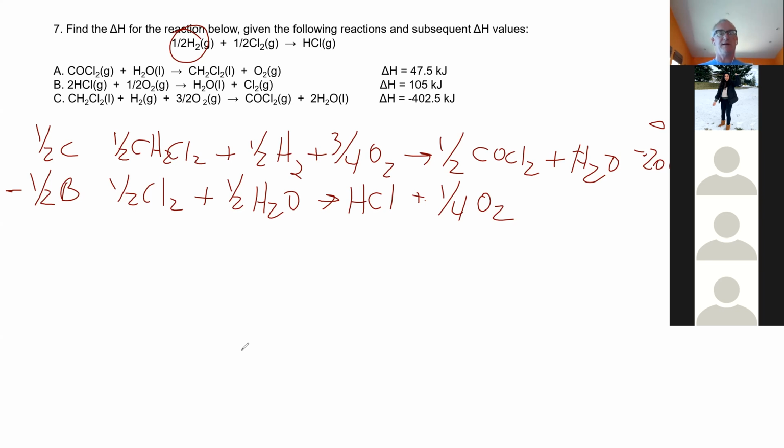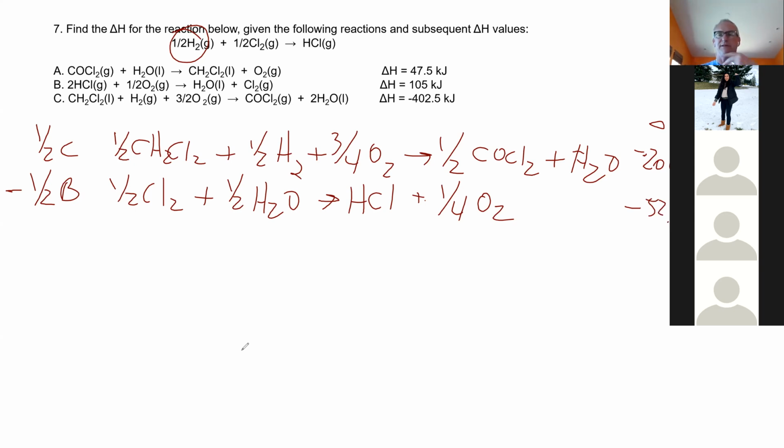So we've reversed it and we've divided it by 2. So what's our new delta H for reaction B? 52.5. Nope. You're close. Negative 52.5. There you go. Yeah, because we flipped it. So remember, we need to change the sign when we turn the reaction over, because it goes from being endothermic to exothermic or the other way around. So yeah, very important. We remember to do that. So negative 52.5.